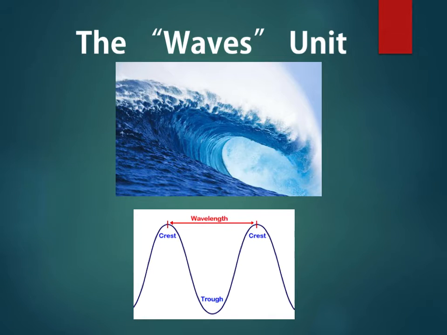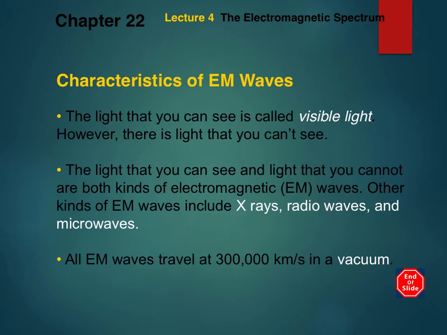Okay, guys, this is the last lecture in the waves unit, and this one's going to cover the electromagnetic spectrum and characteristics of electromagnetic waves. Pretty cool. So we can see visible light, okay? And visible light kind of covers all the colors we can see, all the different colored lights, which allow us to see the various colors in our experience here.